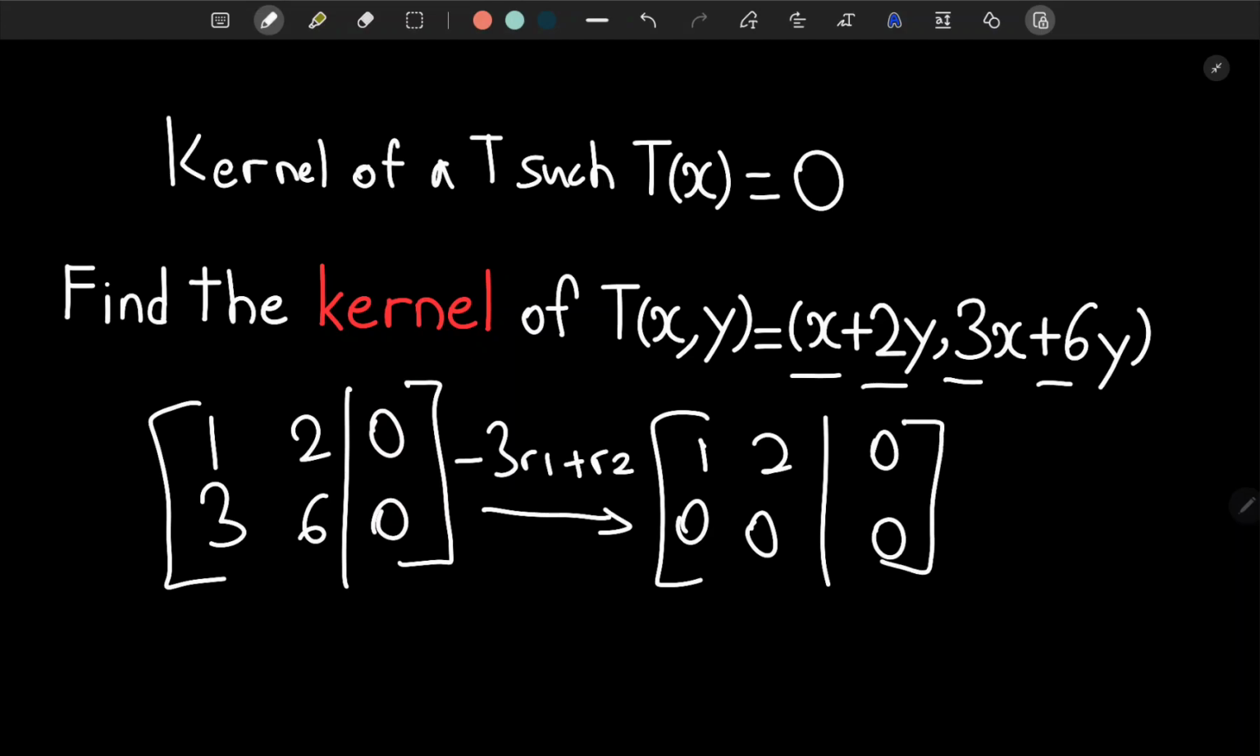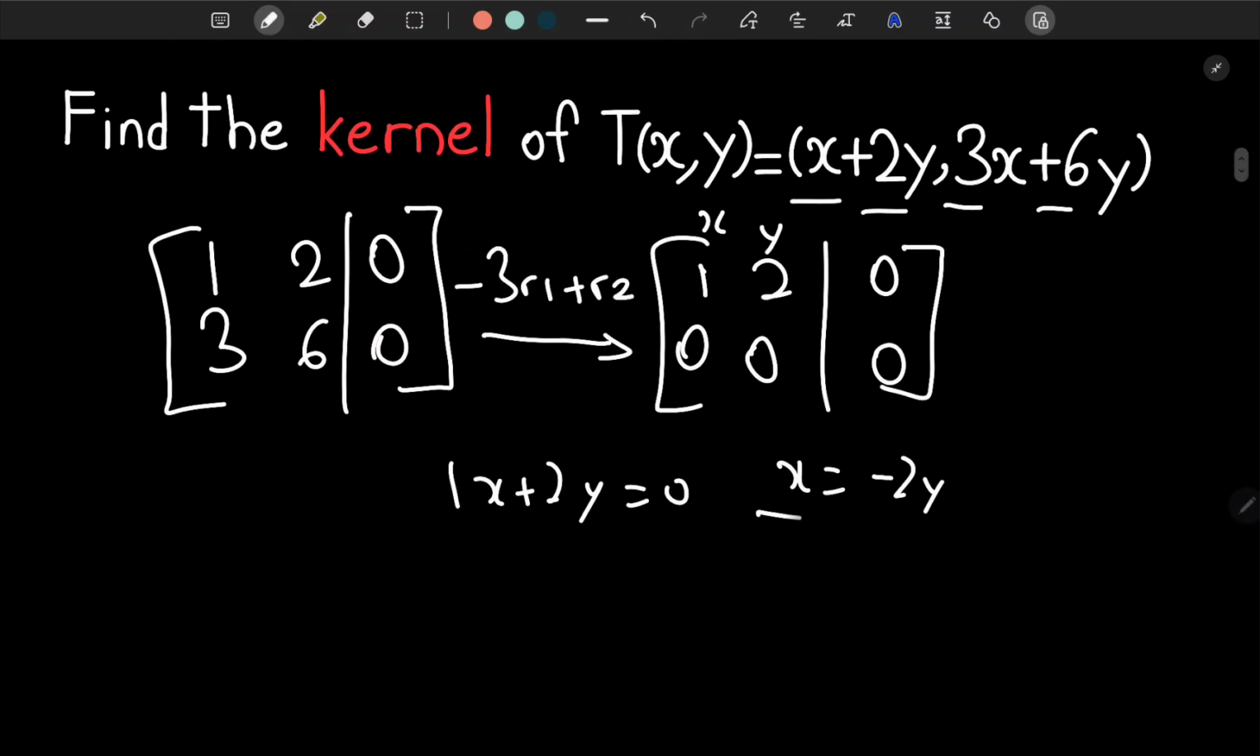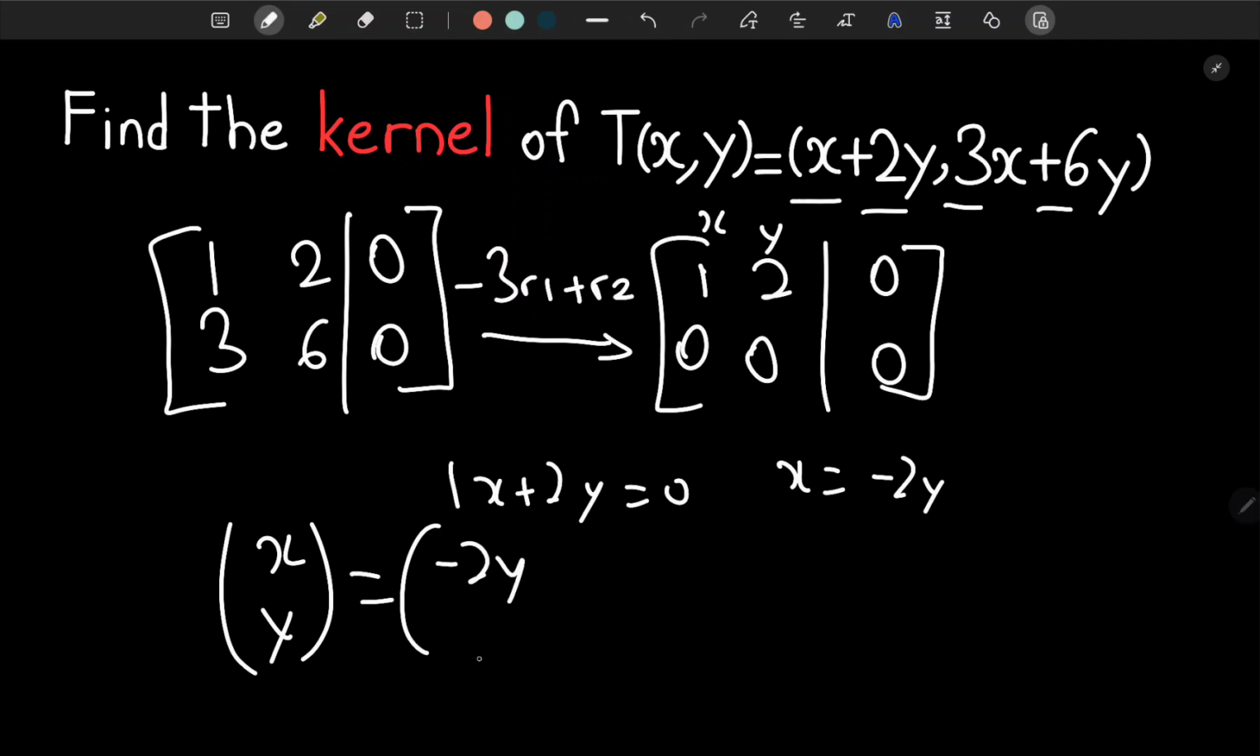Now close the brackets. Now remember, this was x and this was y. So here 1x plus 2y is equal to 0, or you can write x is equal to minus 2y. And if you want to write it in the matrix format, since x is equal to minus 2y, basically the y here is a free variable. So let's write it in the matrix format now. (x, y) is equal to (minus 2y, y), since x is equal to minus 2y and y is equal to y itself, since it's a free variable. So that's it.